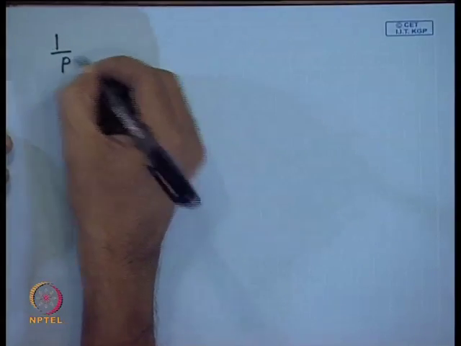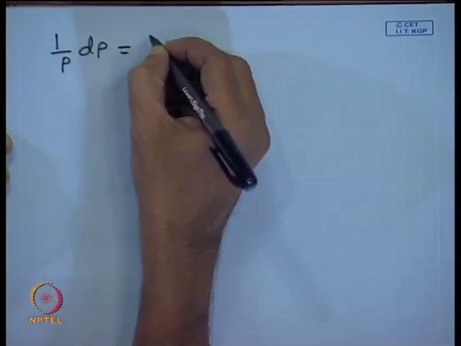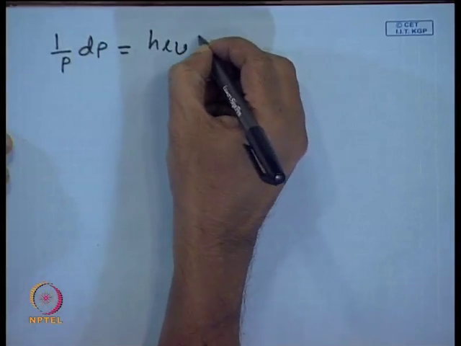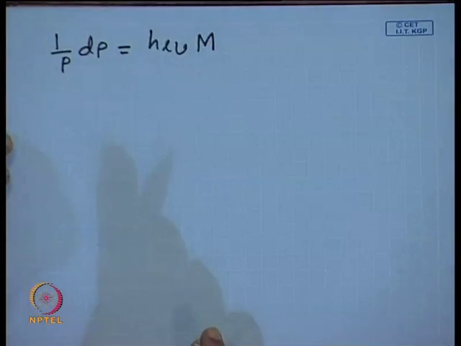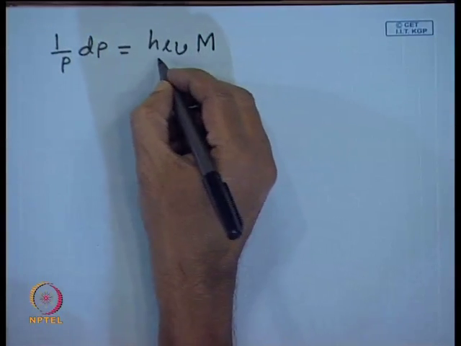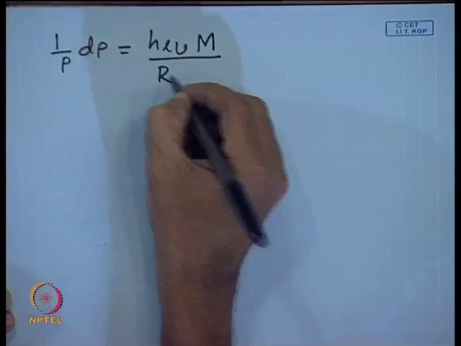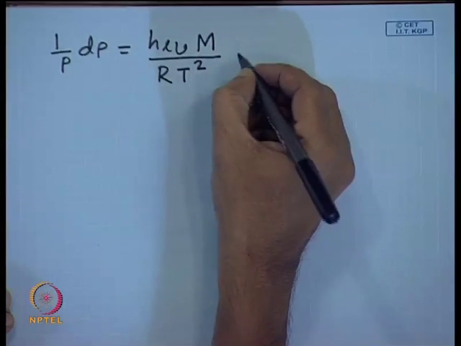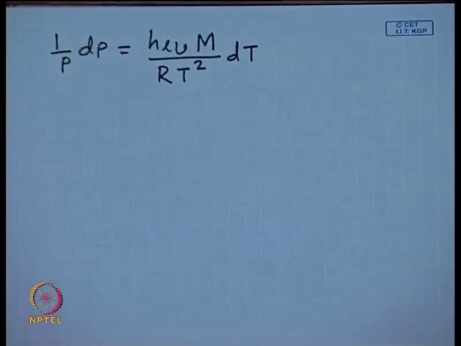the equation can be simplified and probably that can be integrated also. So, one can have 1 by P dP that is equal to HLV M, where M is the molecular weight of the particular fluid, R is the gas constant, divided by R T square into dT, and then this can be integrated.